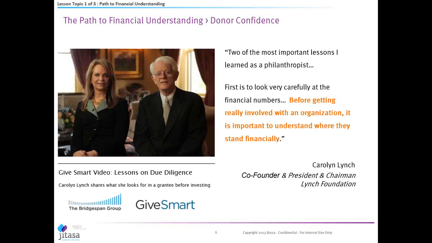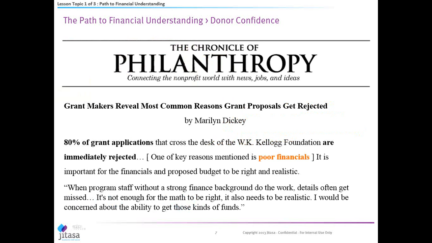To talk about that donor confidence piece a little bit, there's this great quote from Carolyn Lynch, who's the co-founder, president, and chairman of the Lynch Foundation. She says 2 of the most important lessons she learned as a philanthropist is to first look very carefully at the financial numbers. Before she or her foundation gets involved with any organization, it's important for them to understand where they stand financially, to have a good view of the numbers, and oftentimes that will tell a lot about the organization. So for her, the financials are the first thing she looks at before she can give. And it also drives her confidence in the organization.